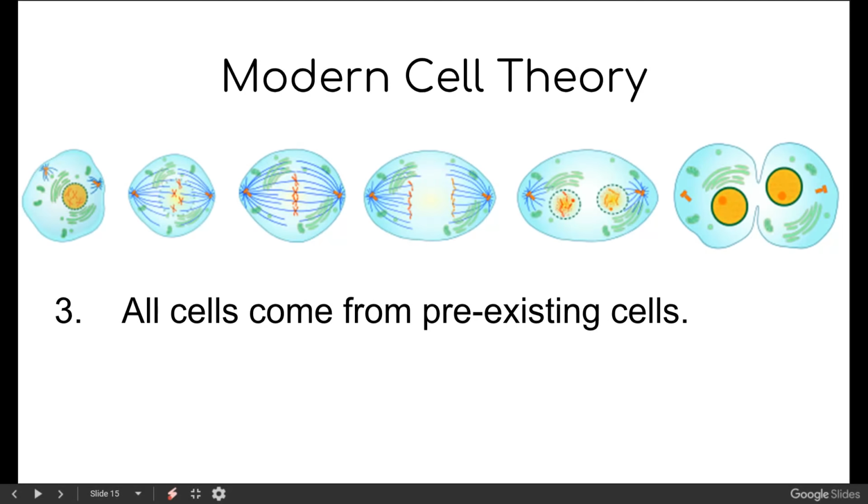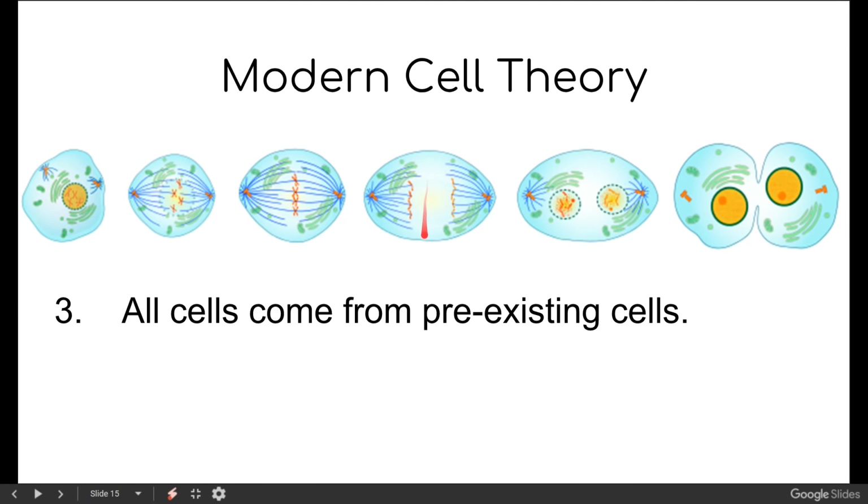This is the last part of the modern cell theory. So each cell starts off as just one single cell. At some point, it's going to start to divide, and it'll start to divide or replicate its organelles. So there'll be two of everything. And then you can see here it starts to pull away from each other.